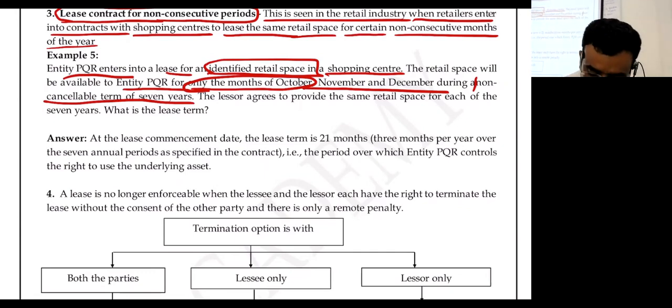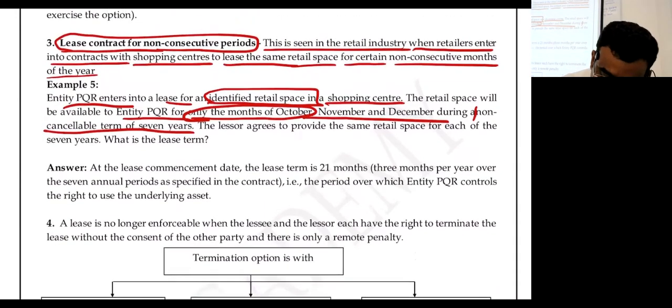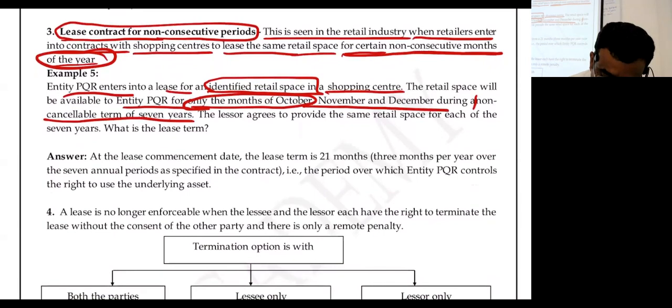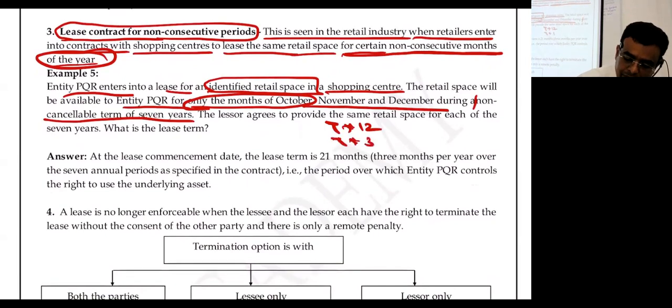ஓகே, இப்போ நீங்க மேல பாத்தீங்கன்னா தெரியும். Retail space for each, certain non-consecutive month of the year, not for all the month, only for portion of the period. The lessor agrees to provide same retail space for each of 7 years. What is the lease term? In the lease term, 7 into 12 or 7 into 3, ரெண்டு ஆப்ஷன் தான். Hopefully you are clear.